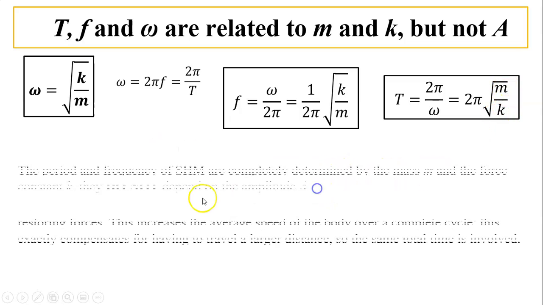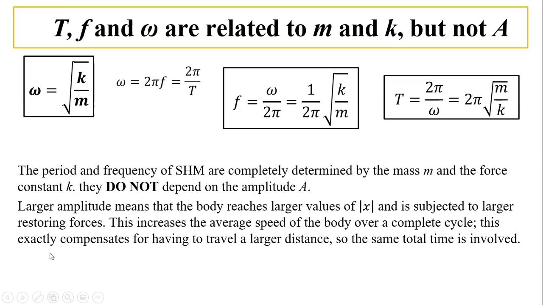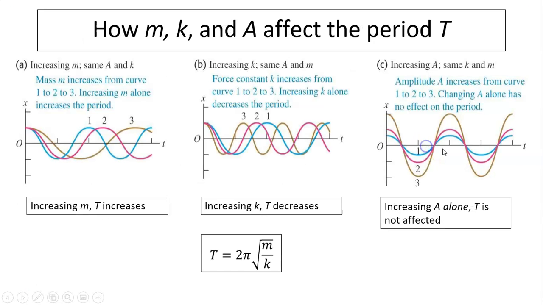What does this equation tell us? Period and the frequency of a simple harmonic motion are completely determined by the mass m and the force constant k. They do not depend on amplitude A. Larger amplitude means the body reaches a larger value of x and is subject to a larger restoring force. This increases the average speed of the body over a complete cycle, and this compensates for having to travel a larger distance. So the same total time is involved. The period does not depend on the amplitude.